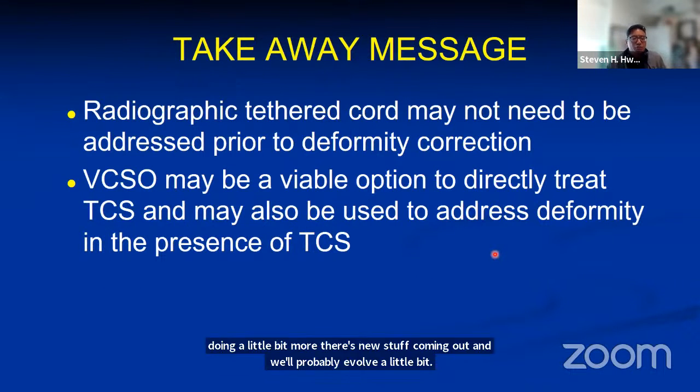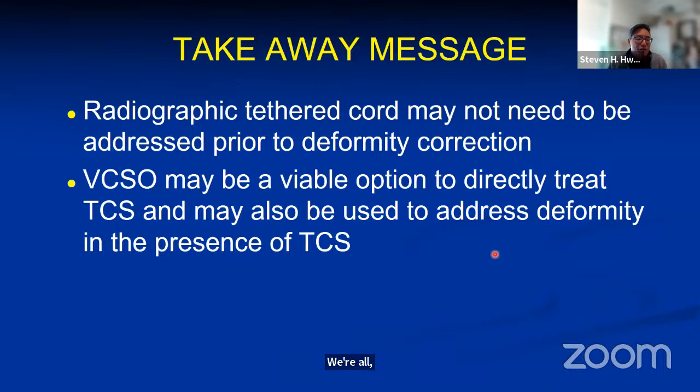Overall, again, radiographic tethered cord may not need to be addressed prior to deformity correction. Clinically it is different. And vertebral column shortening osteotomy may be a viable option to treat tethered cord syndrome, again, especially with those parameters. And you can also use it to treat deformity if they're both present. You can treat the kyphosis, or if there's a lot of deformity in the concave pedicle, take that out as you correct the deformity at the same time.